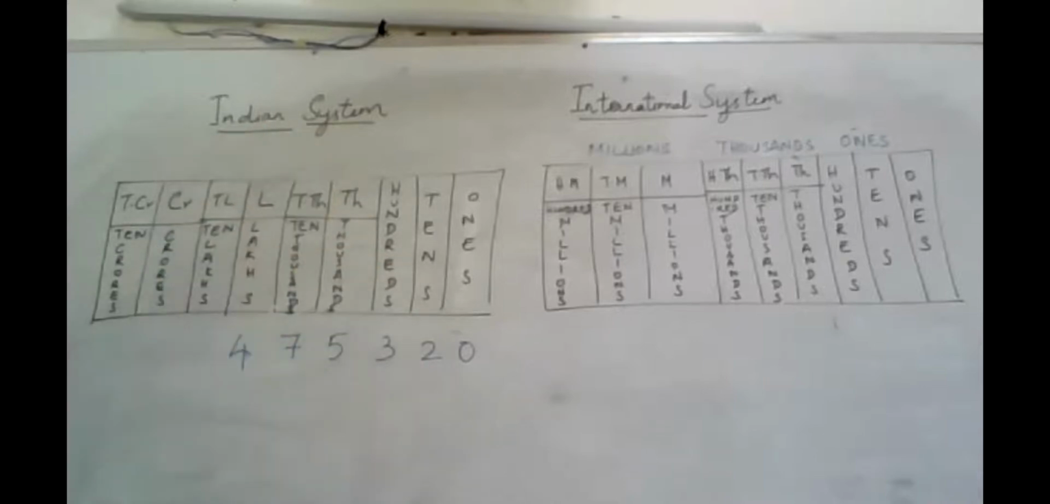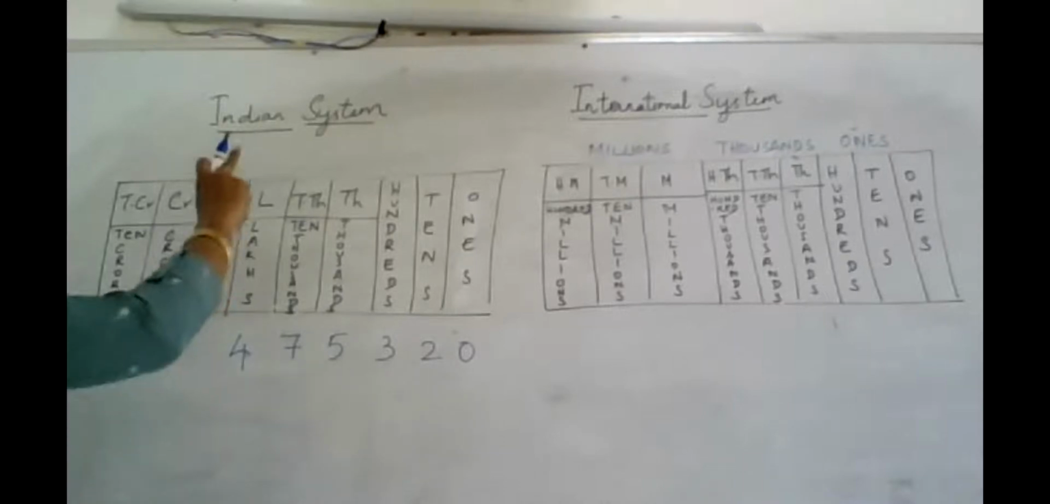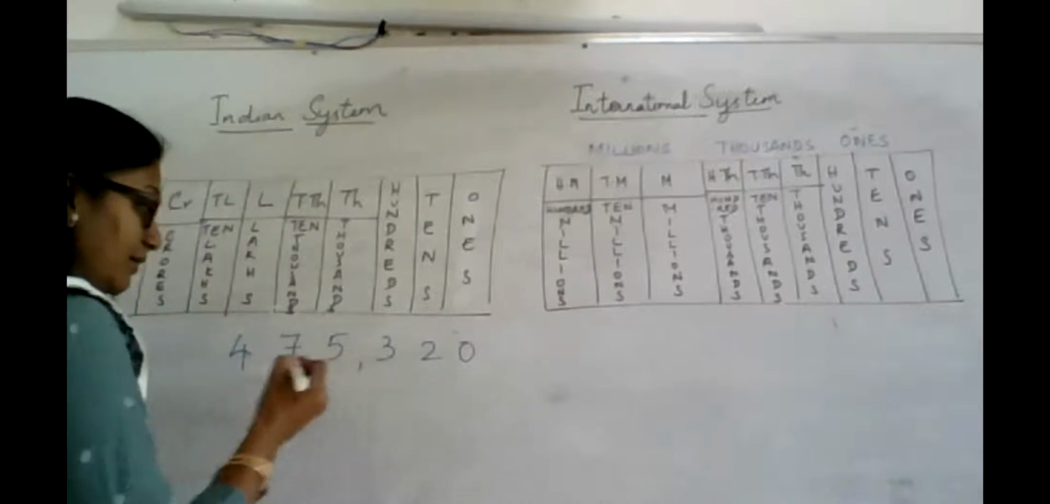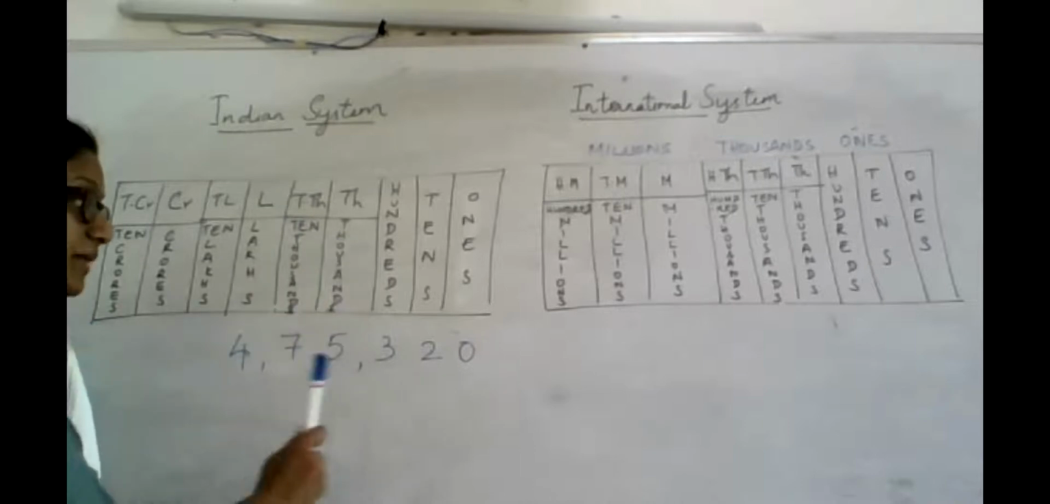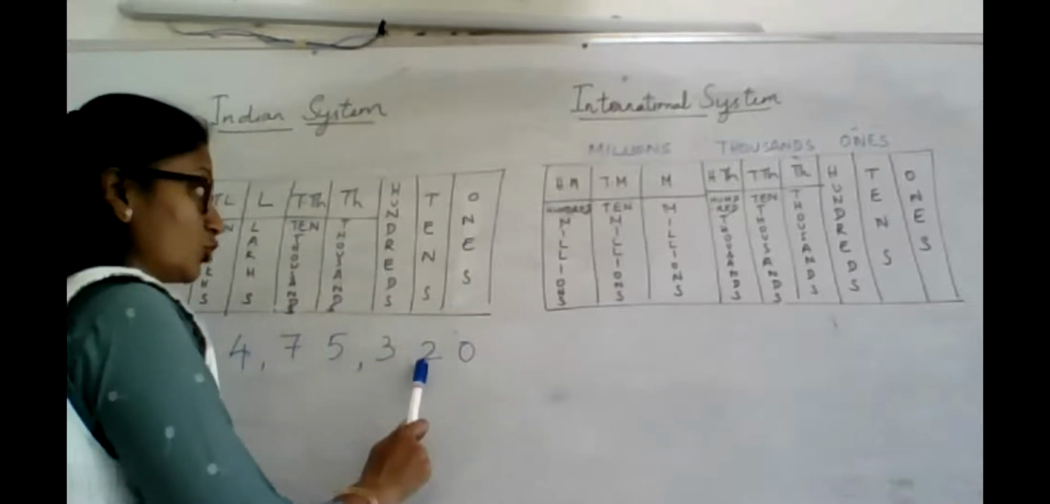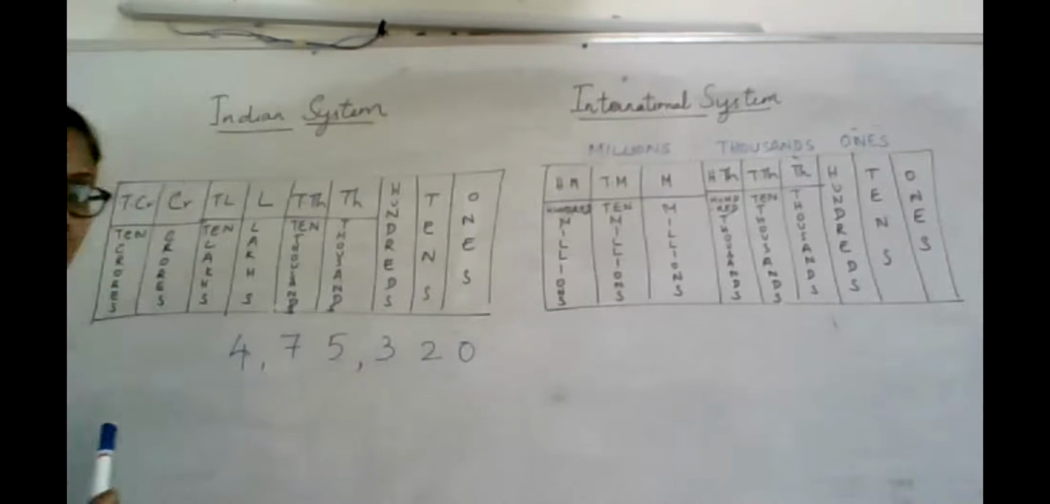First we will do it in the Indian system and then we will see how we can write it in the Western international system. This is the number given to me, and I have to write it in the Indian system. First let me put the commas. Now I know 4 is sitting in the lakhs place, 7 is sitting in the 10,000s place, 5 is in the thousands place, 3 in the hundreds, 2 in the tens and 0 in the ones.